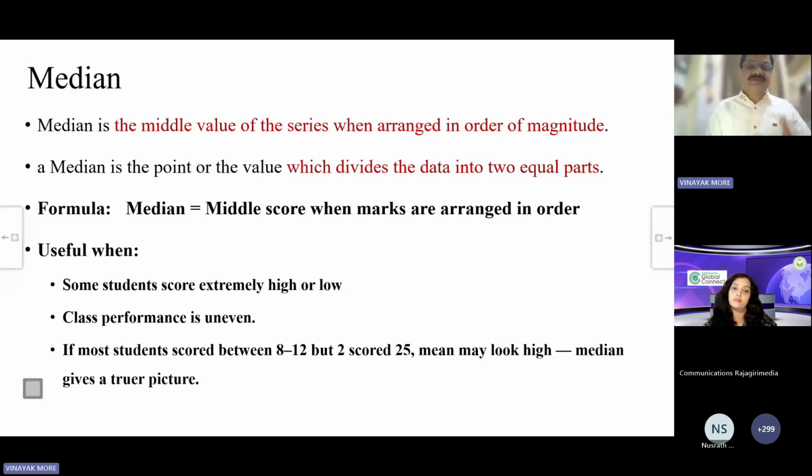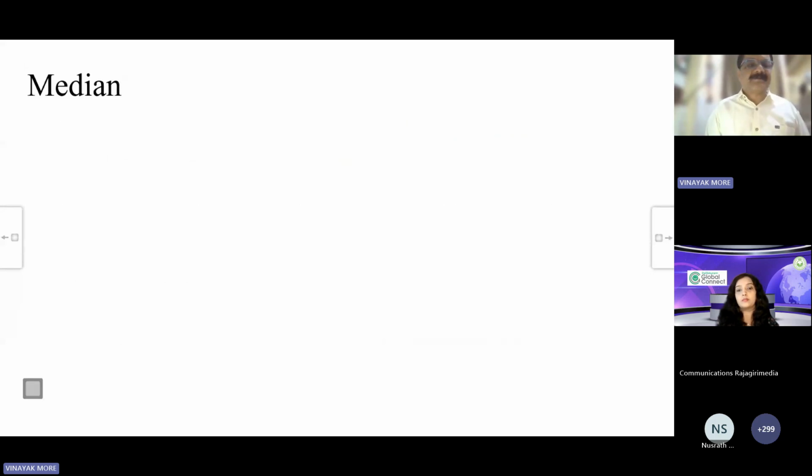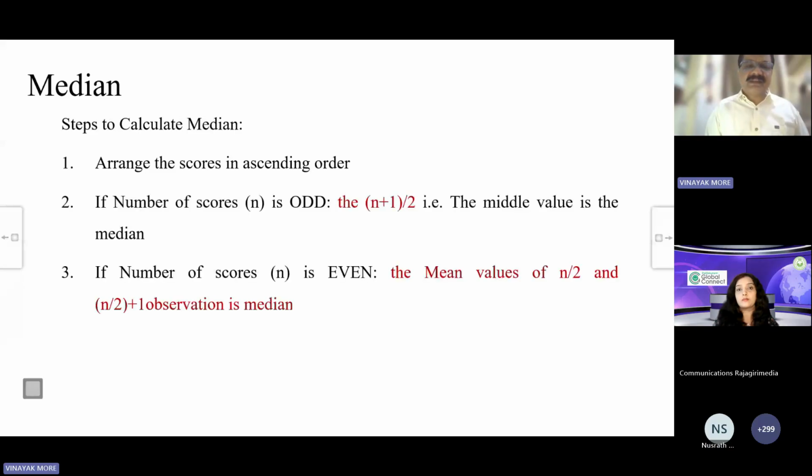Where is it useful? When the students' scores are very high or low. See why we use median instead of mean in that case. If there are some students who have scored extremely high, they are affecting the mean. For example, many students have scored marks between 8 to 12, but there are only two students who have scored 25 out of 25, and therefore the mean will change. So we also consider the median when the class performance is uneven or there are extreme performers in the class. There are two conditions: the number of students is odd, or the number of students is even.